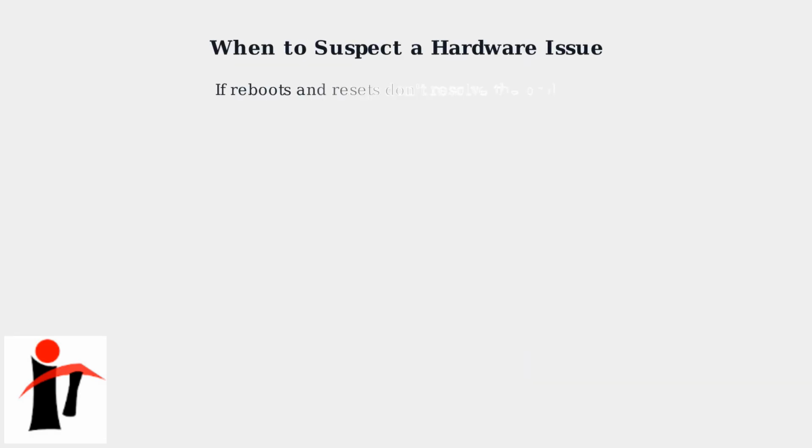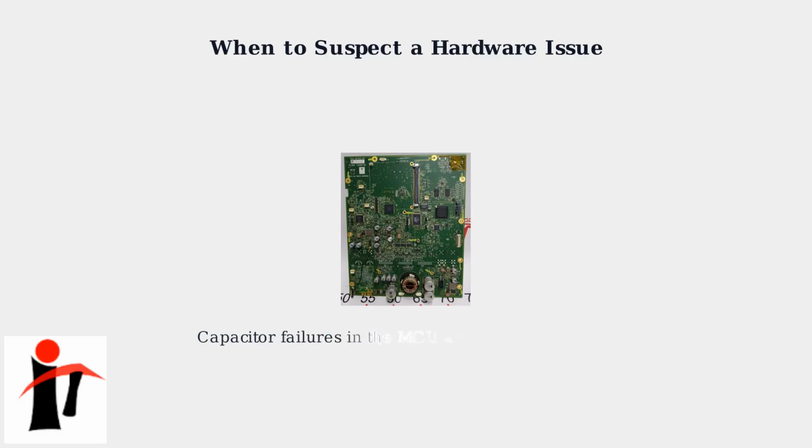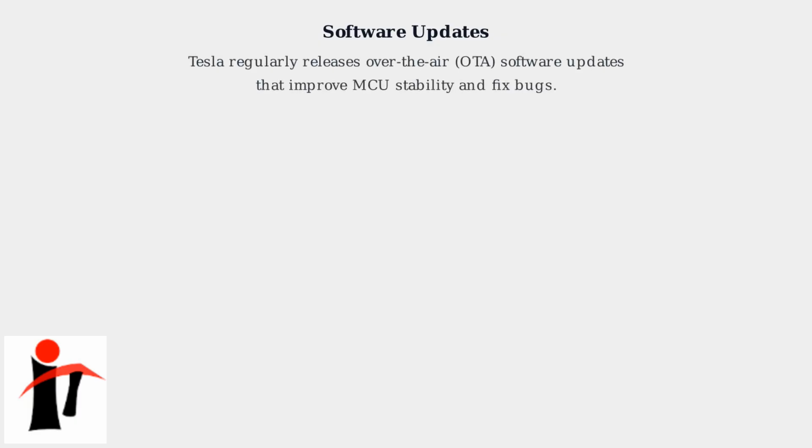If reboots and resets don't resolve the problem, especially on older pre-2022 Model S units, the issue might be hardware-related. Capacitor failures in the MCU are a common cause. Contact Tesla service for diagnosis and potential repair or replacement, especially if your vehicle is under warranty or part of a recall program. Tesla regularly releases over-the-air software updates that improve MCU stability and fix bugs.